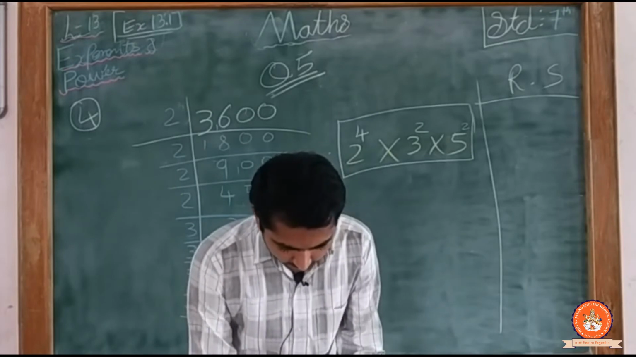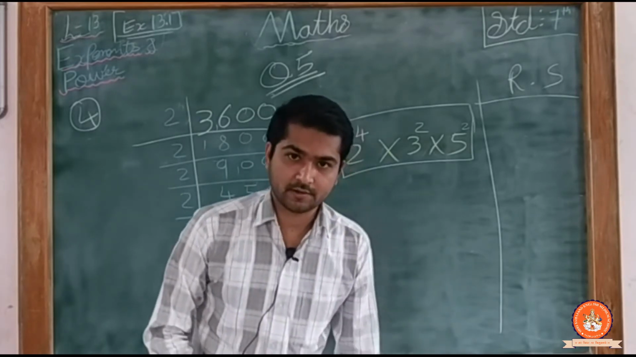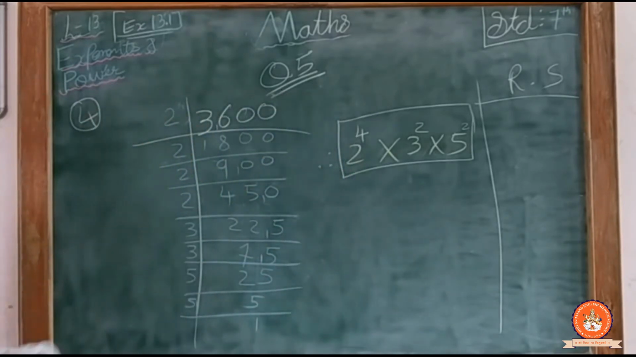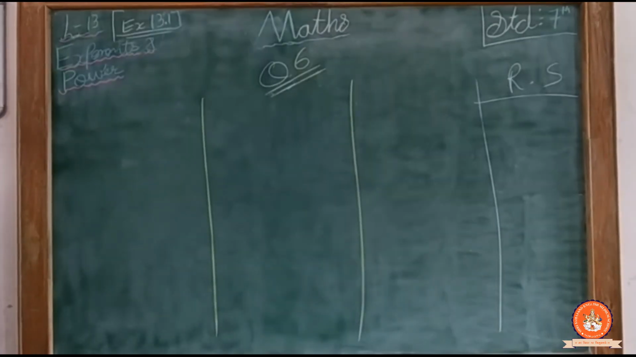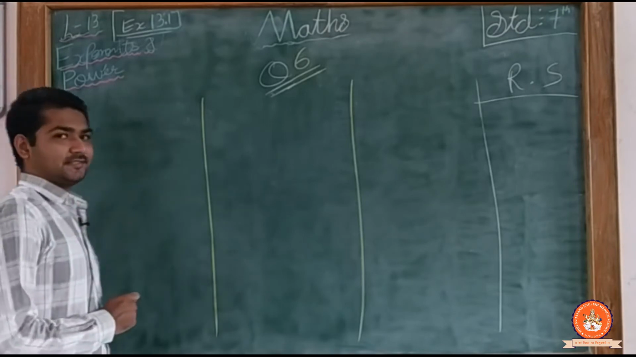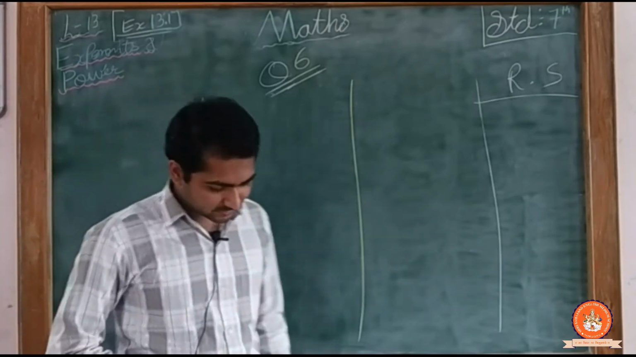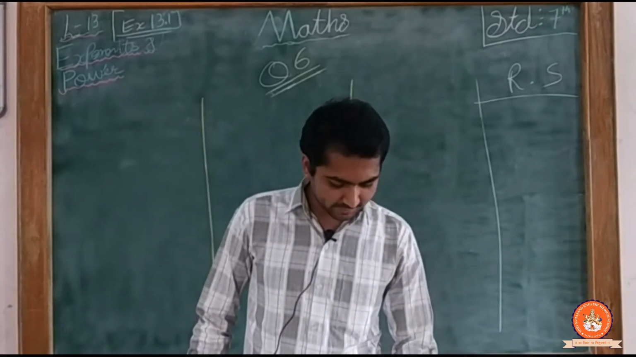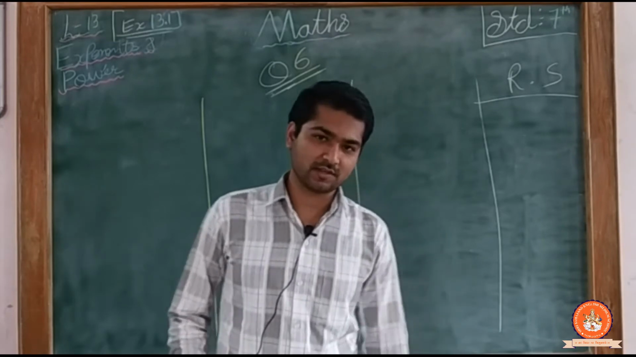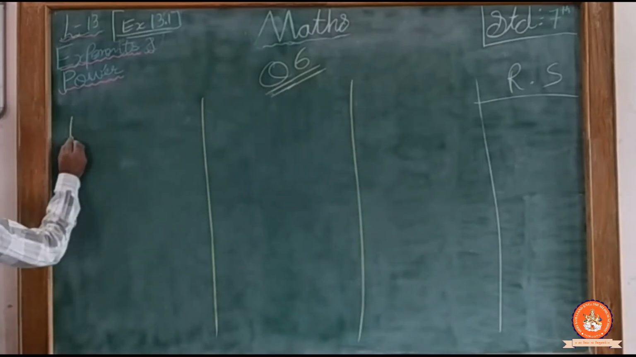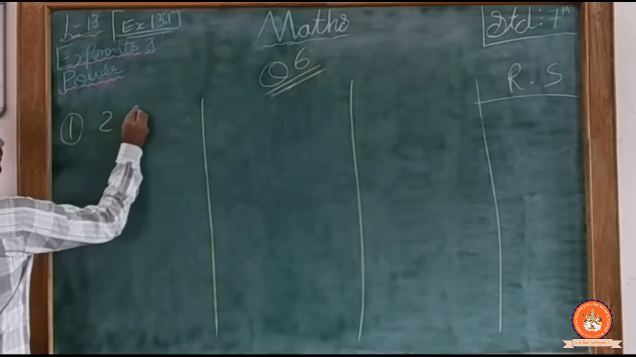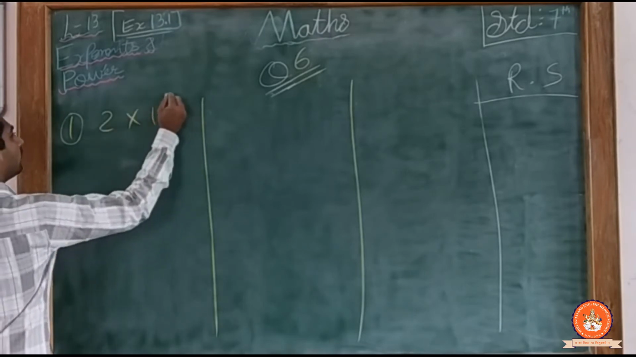Clear? So here question number 4 is completed. So write it down in your book, so we can move further to question number 6. Yes, question number 6. So what is question number 6? Simplify 2 into 10 raised to 3. So the first question is 2 into 10 raised to 3.